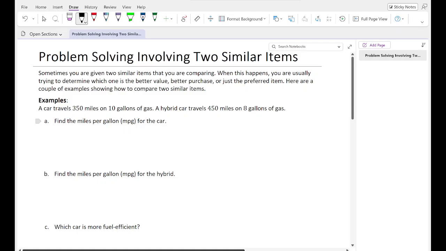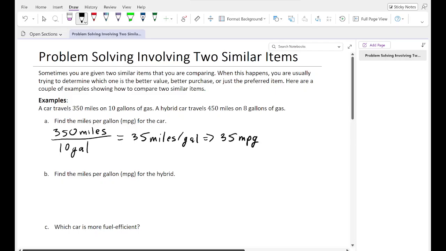So we know that the car travels 350 miles on 10 gallons of gas. So divide by 10 gallons. And now you just do this simple arithmetic of 350 divided by 10, which is going to give you 35 miles per gallon. But you can write it in the more normal terms that we're used to. We can just say 35 mpg. There you go.